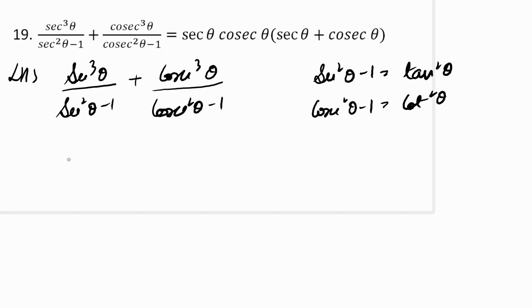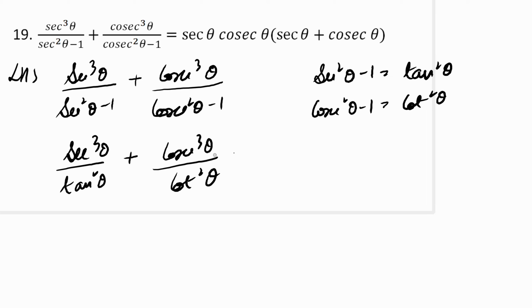So what can we write? We can write sec cube theta upon tan square theta plus cosec cube theta upon cot square theta. Now, instead of sec we can write 1 upon cos cube theta, and tan theta is sin square theta upon cos square theta, not sine.